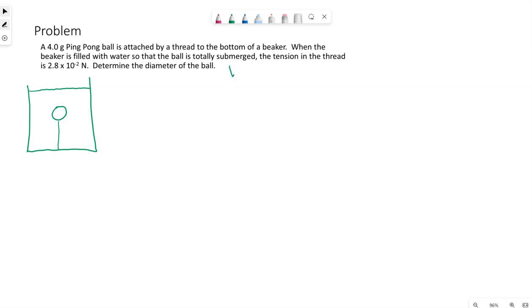What that means is when we talk about our buoyancy equation, the V sub n is going to be the V of the ball as a whole, V of the object, V sub O. So the entire ball is submerged. They're telling us that this force of tension is 2.8 times 10 to the negative 2 newtons. They've given us the mass of the ball, so 0.004 kilograms.